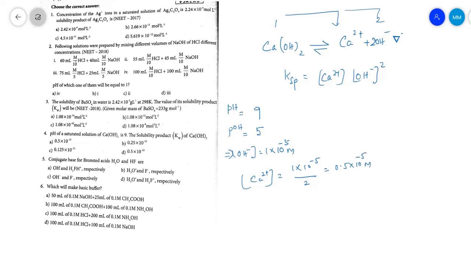Okay. By substituting the concentration values in this equation, Ksp is equal to the calcium ion concentration, 0.5 into 10 to the power of minus 5, and the OH ion concentration, 1 into 10 to the power of minus 5, squared. So it is 10 to the power of minus 10. This is equal to 0.5 into 10 power minus 15 molar concentration, or 5 into 10 to the power of minus 16. 0.5 into 10 power minus 15 is given in this answer. So your answer is A.